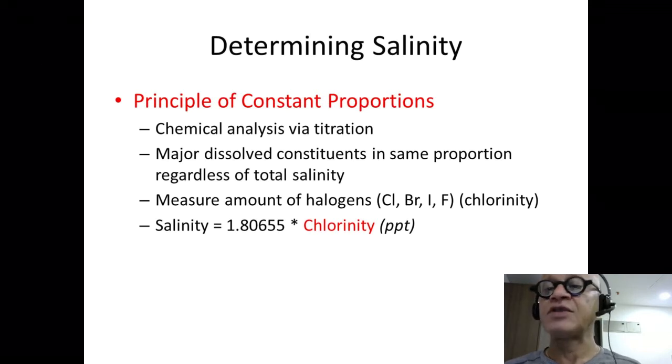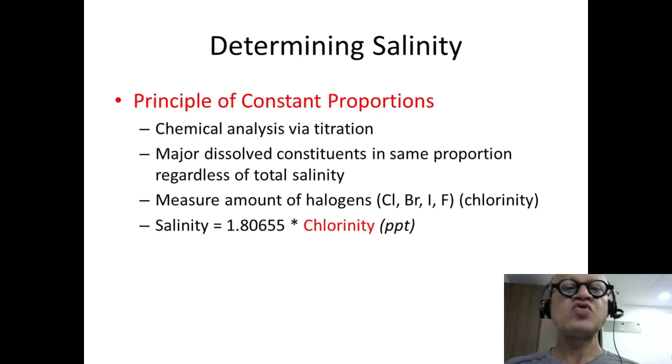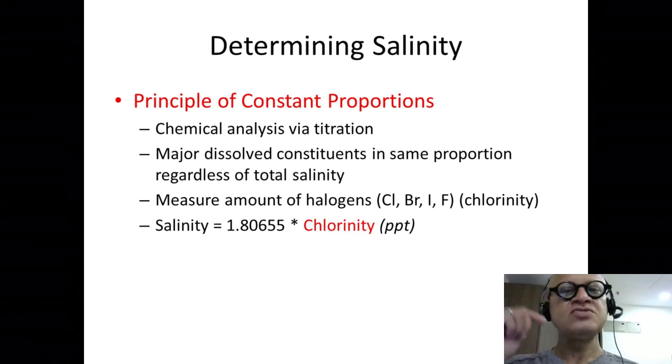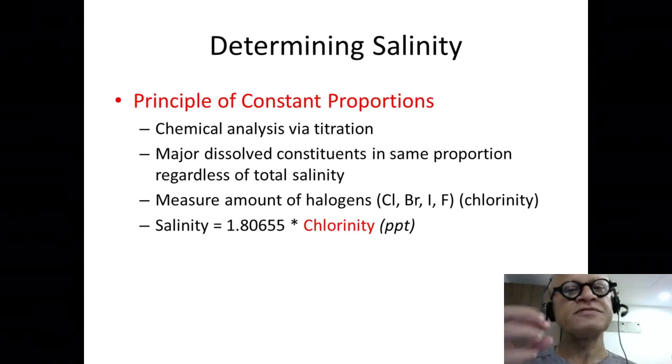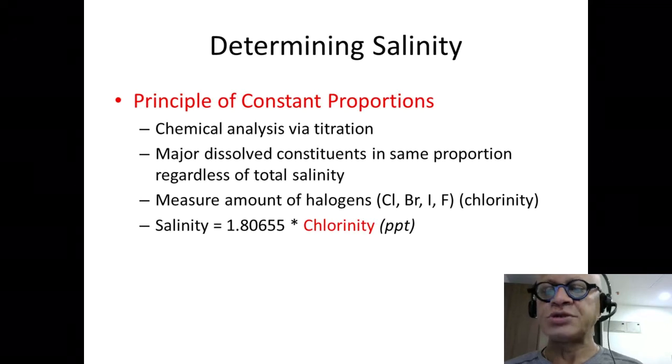Conductivity, temperature, depth. So determining salinity can also be done by using the principle of constant proportions, as I mentioned before. So you use chemical titration. As we said, we know the ratios in which chloride, sodium, magnesium, and other things occur. So you take a sample and measure the largest constituent, like the chloride, and you just use these constant ratios to estimate the other constituents. This works because pretty much anywhere you go in the world ocean, this proportion of salinity is constant. That's why it's called the principle of constant proportions.